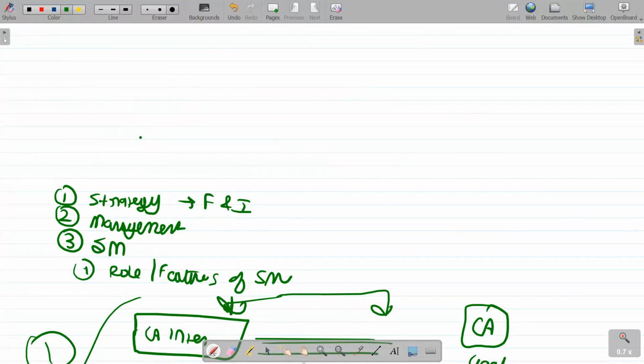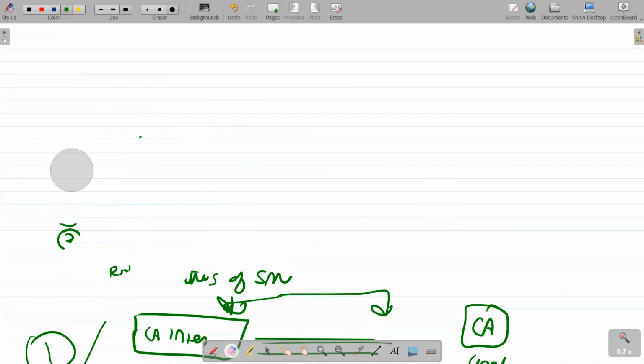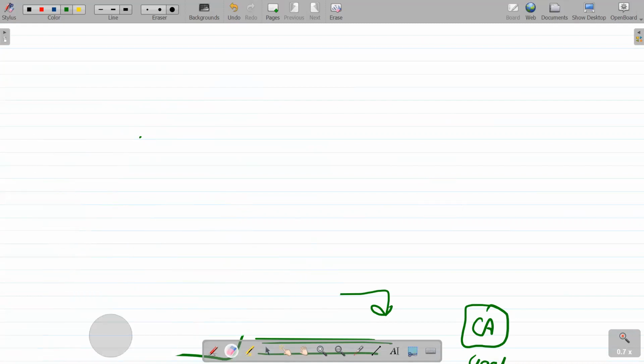Just a second. Okay. Now we will go to the other part. What does the other part of roles and features of strategic management say? Just a second, guys. Okay.